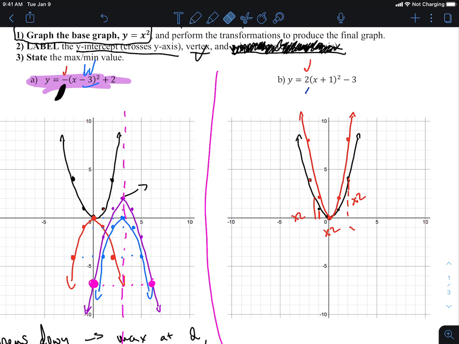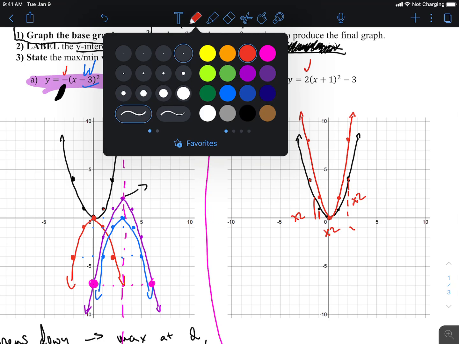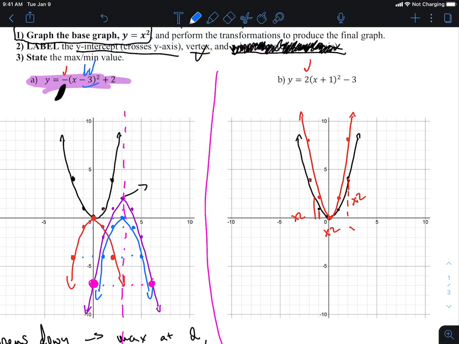What's the rest of it say to do? What's this say? I see brackets. That means horizontal. Horizontal is always opposite. What do I see there? A +1. Okay, well that means I've got to move it left 1. All right. So I'm going to move it left 1. All the points. 1, 1, 1.